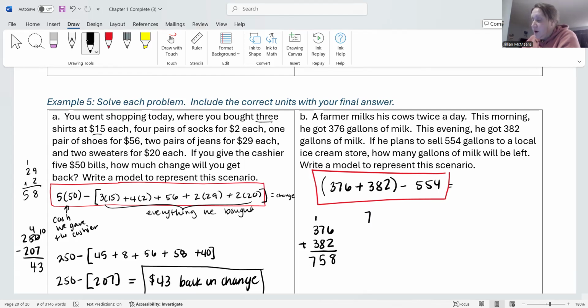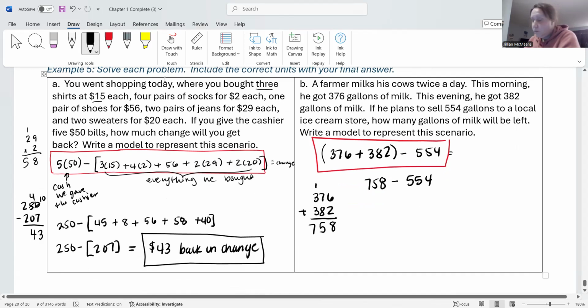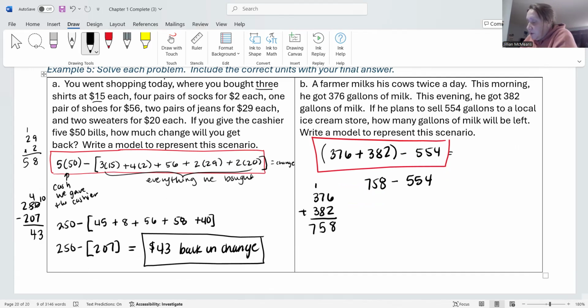So that tells me that this farmer has 758 gallons of milk total, but they're going to go and sell 554 gallons. So let's see what we get when we subtract. We have 758 gallons. We want to subtract 554. So we line this up vertically and then we subtract column by column. 8 minus 4 is 4. 5 minus 5 is just 0. And then 7 minus 5 is 2. Good Lord, it's late. This farmer will have 204 gallons of milk. So 204 gallons of milk will be left over.